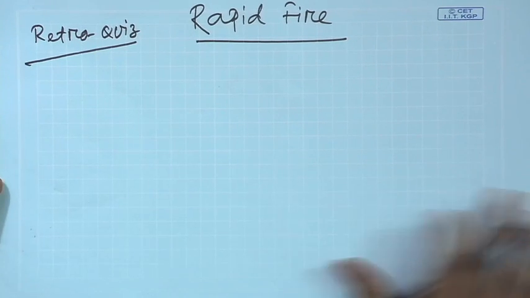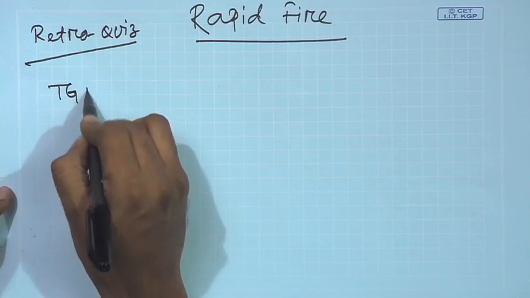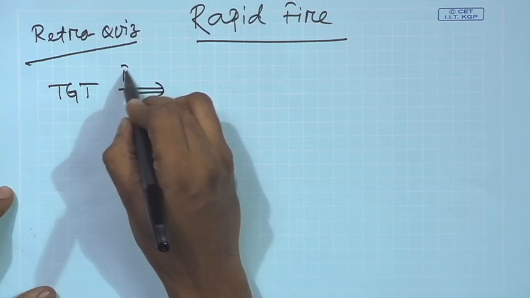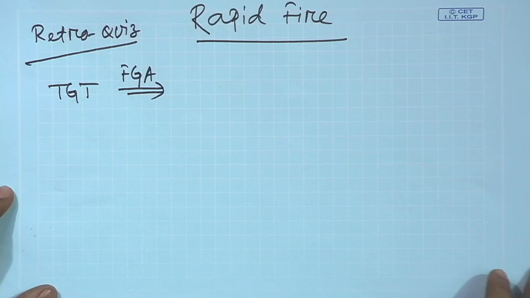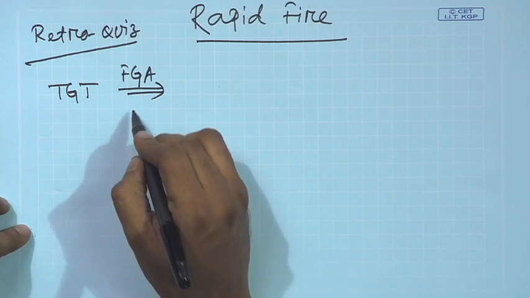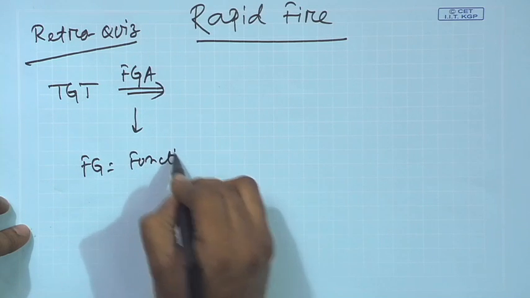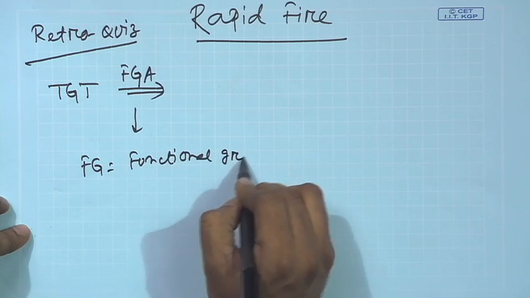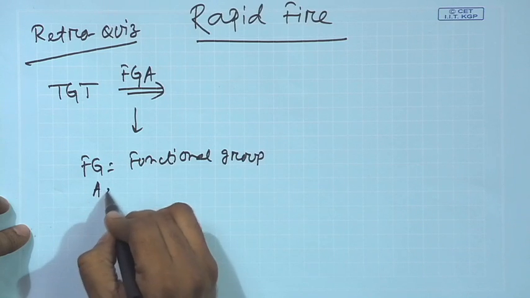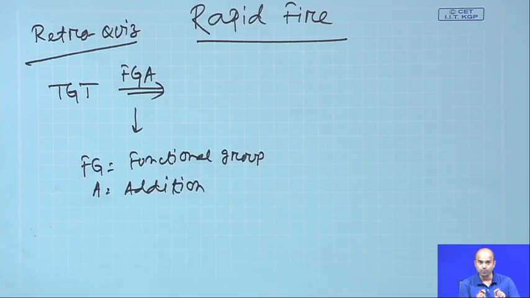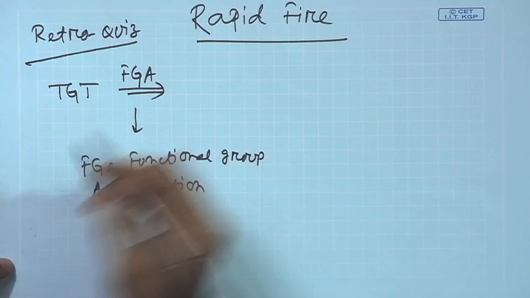Now, during the study of this retro quiz, we will talk about different terminologies. Probably you are familiar with the terminology TGT, the target molecule. Now, I am going to put some abbreviations which you may not have heard. It is called FGA. FG stands for functional group. Any functional group can be called FG. A stands for addition. So, if your transformation gives a functional group addition in the target molecule, that is called FGA.